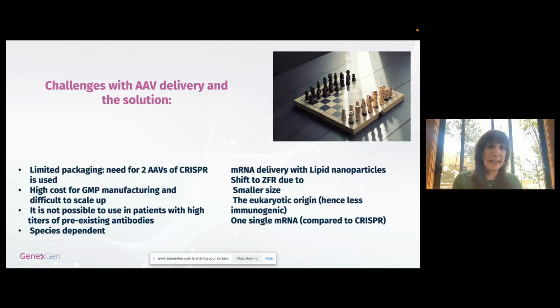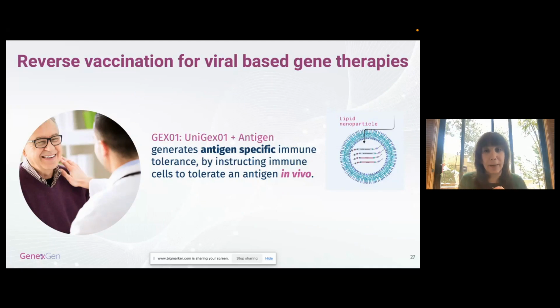But in order to translate this AAV-based approach to the clinic, we faced a number of challenges, including the limited packaging capacity of AAV, the high cost of GMP manufacturing of AAV, and difficulty to scale. But also, we don't want to use AAV delivery to control the immune response to AAV when there is pre-existing immunity to AAV. So we want other ways to translate this idea of a novel anti-adjuvant based therapy and vaccination therapy to the clinic. Therefore, we turned our attention to mRNA-based vaccination.